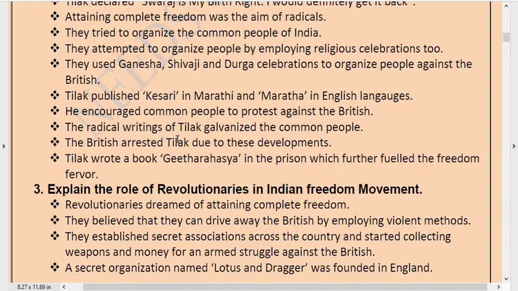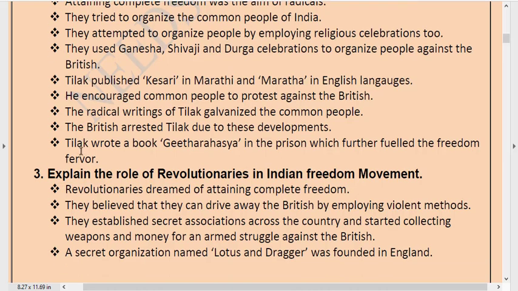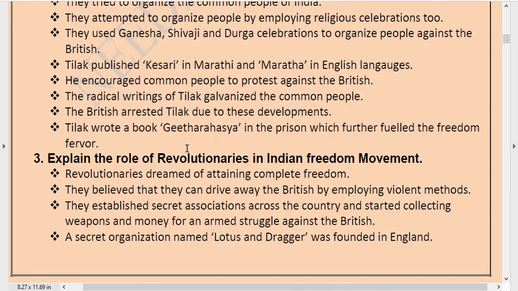The radical writings of Tilak galvanized the common people. The British arrested Tilak due to 3 developments. Tilak wrote a book called Geeta Rahasya in prison, which further fueled the freedom fever.